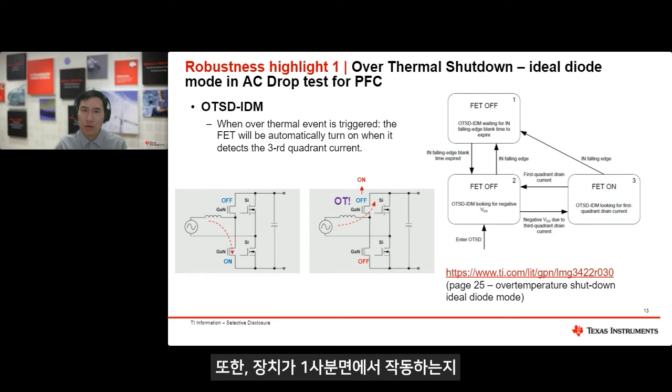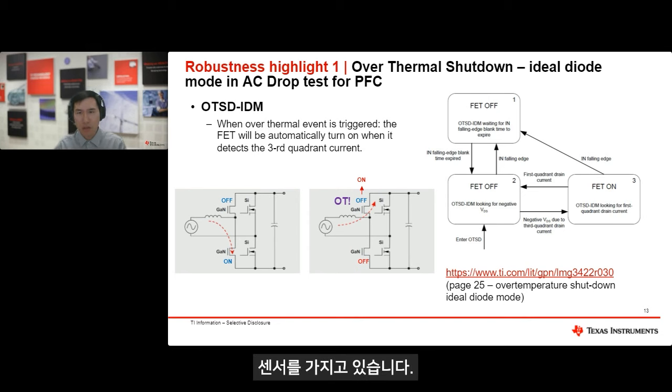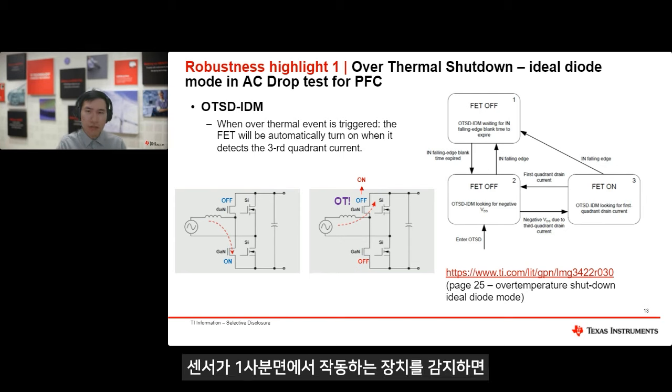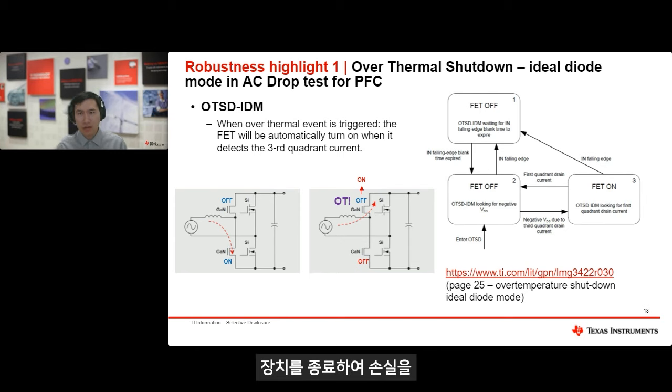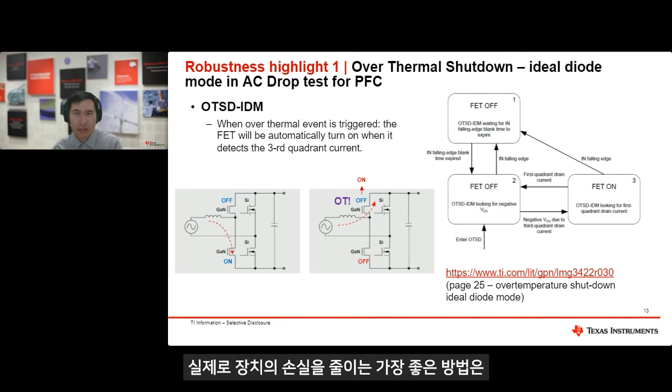We have a sensor to sense whether the device is working in the first quadrant or the third quadrant. During the OTSD, if the sensor senses the device operating in the first quadrant, it will shut the device down so that your loss will be minimized. This is easily understandable. And when it operates in the third quadrant, the best way to lower the device loss is not to turn off the device, but to turn on the device.